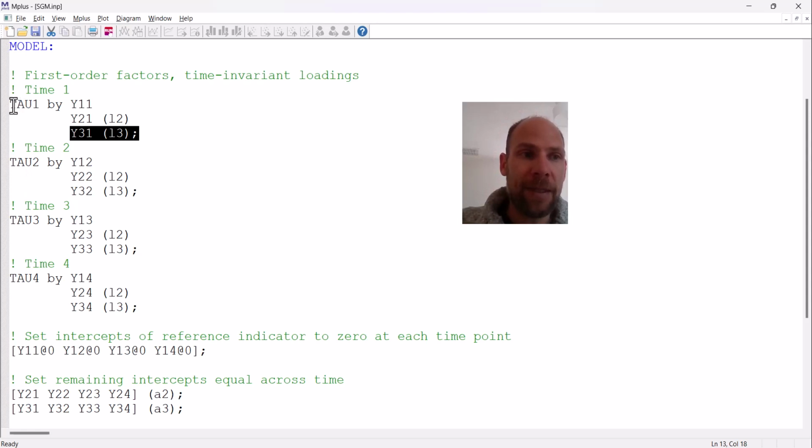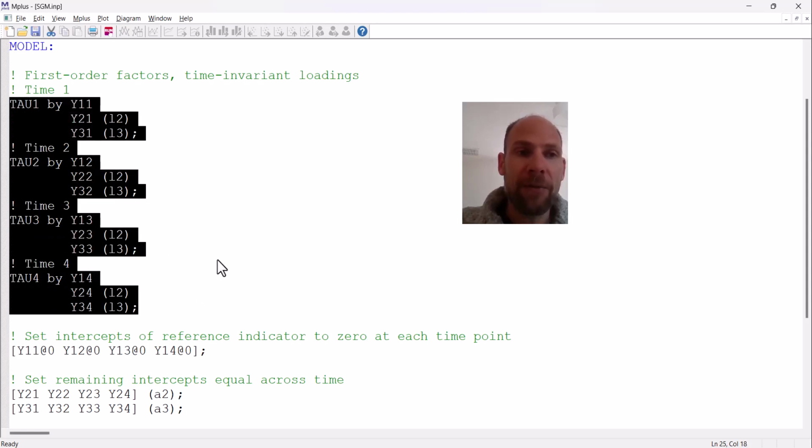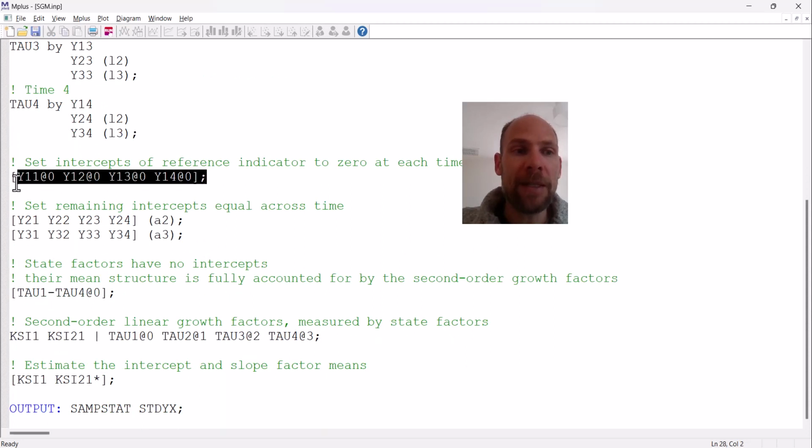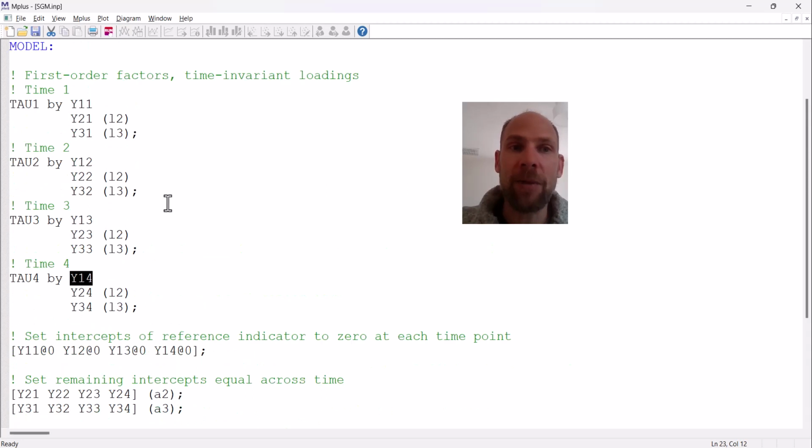So this first of all sets up the measurement model for the first order factors with time invariant loadings for measurement equivalence across time. Next, we pick one reference indicator for which we set the intercept to 0 at each time point. And so this is here our first indicator. Why is it the first indicator?